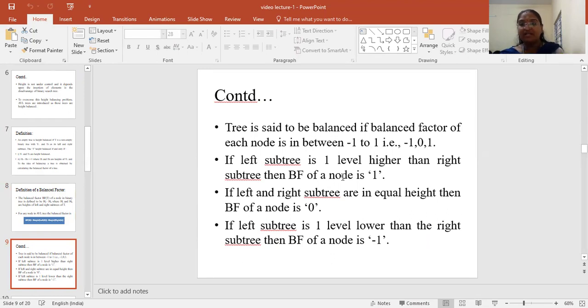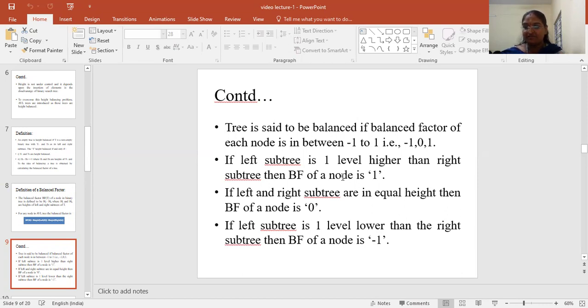Then how can we calculate this -1, 0, 1? How can we label it? If the left subtree is one level higher than the right one, then that is called 1. If the left and right subtrees are equal, then the balance factor is called 0. If the left subtree is one level lower than the right one, then that is called -1. Clear? Means it is subtracting.